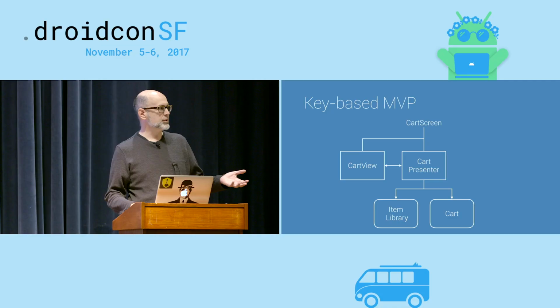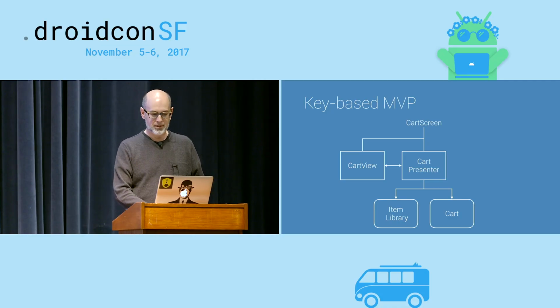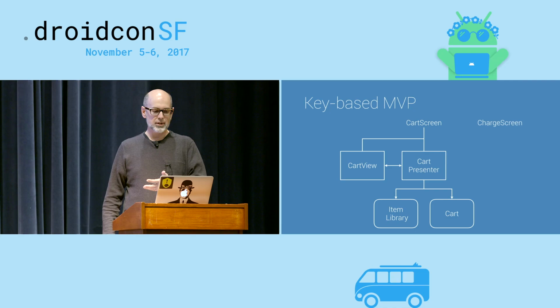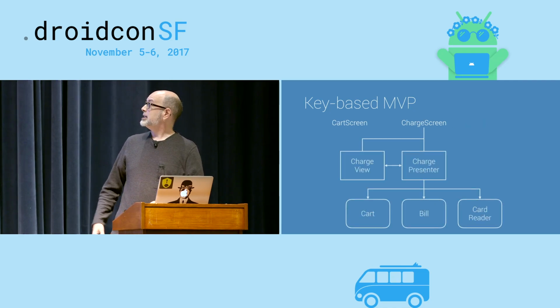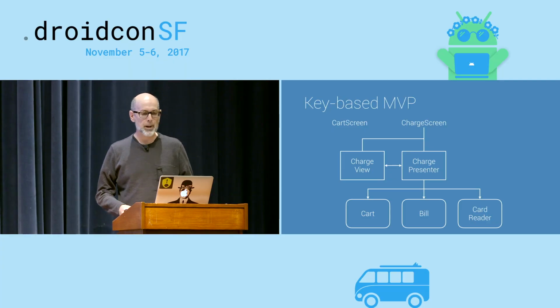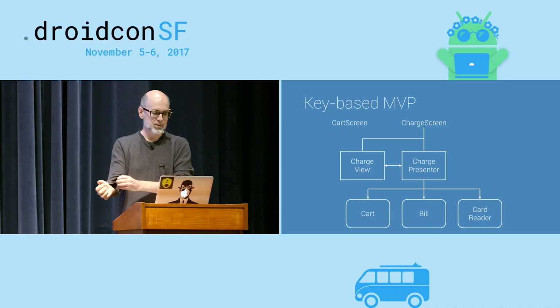When it's time to navigate, when the user clicks on a button or something to take us to the next screen, we call Flow, our navigator. The next screen comes into play. It identifies the next view, the next presenter, a different set of model objects, and so on. Hopefully this is not terribly foreign to what most of you are doing as well.